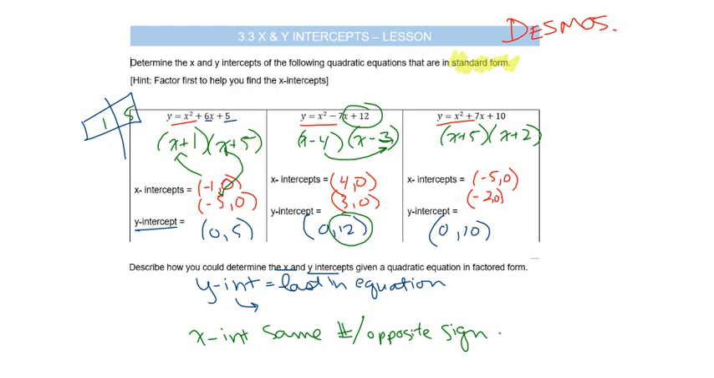Okay, you multiply the end part of the x's. Multiply your x's.